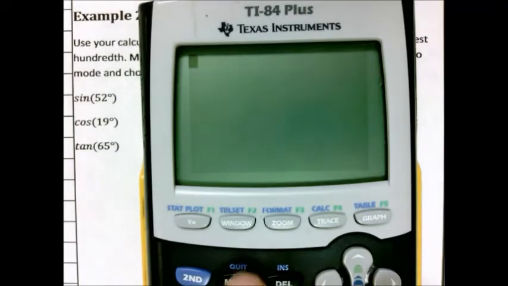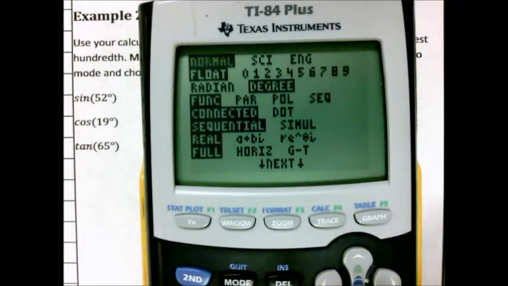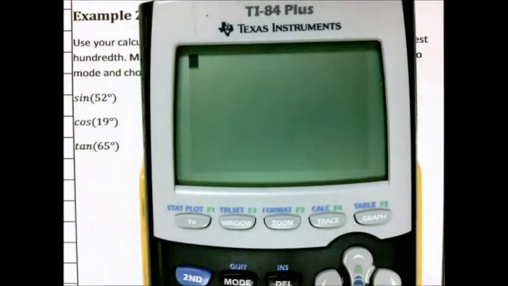And how you do that is you go to mode. And you can see I've already done it here. You go down to the radian. Usually most of the calculators are already clicked like this. You have to go over to degree and press enter, and then you're in degree mode. That's the very important part. If you don't do that, you're going to get different answers.